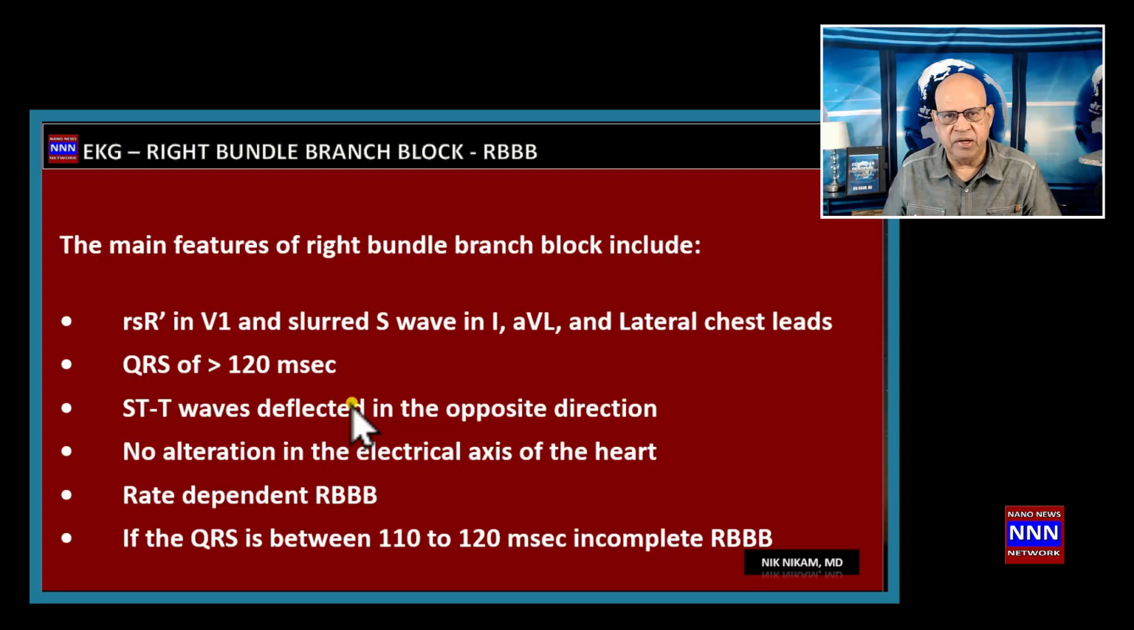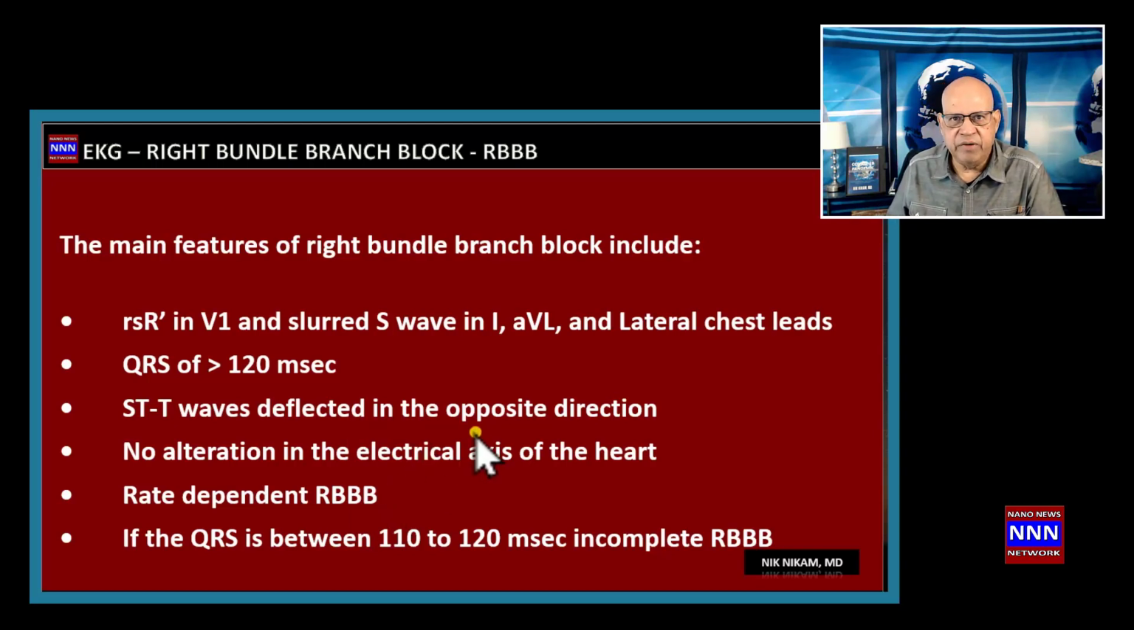The previous EKG we saw, we had a left anterior hemiblock, left axis deviation, but that is independent of isolated right bundle branch block. But if we see those, there may be disease involving not only the right bundle, but also the left anterior fascicle.